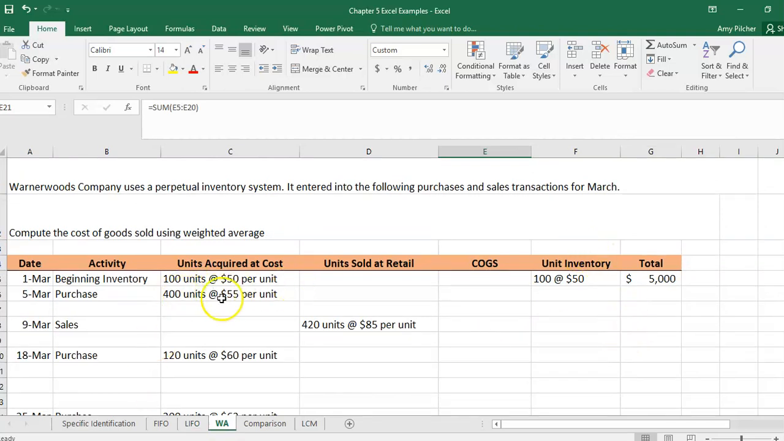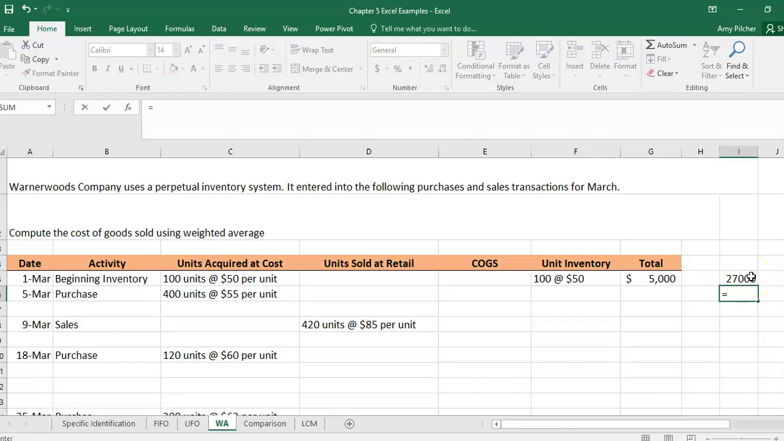So under weighted average, every time we make a purchase, we come up with a new average cost for our inventory. So when we purchase 400 units at $55 per unit, we now have 500 units. So we need to calculate a new per unit cost. So we would take our 100 units times $50, parentheses, plus the 400 at $55, and we get a total of $27,000.